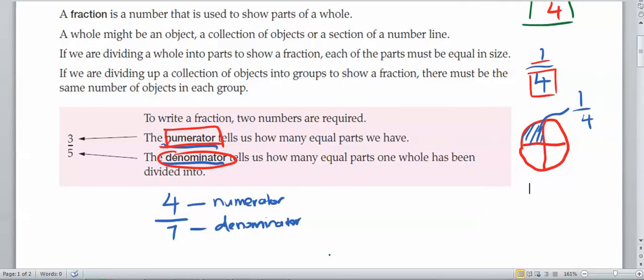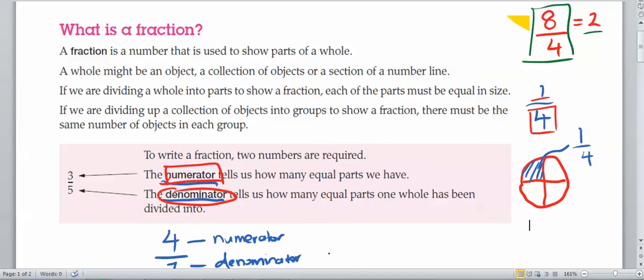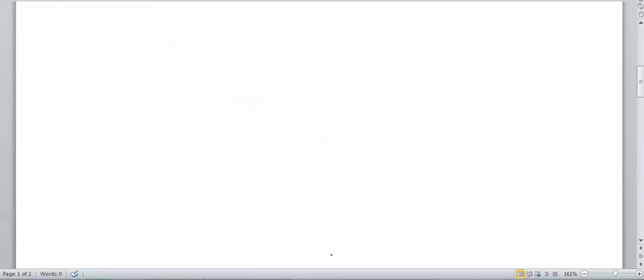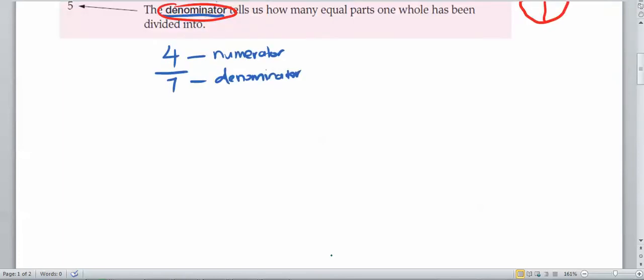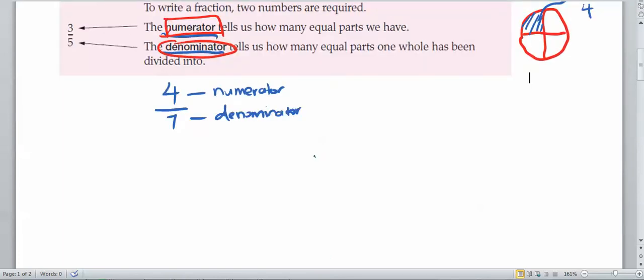And finally, what is the numerator and the denominator? When we're looking at fractions, we're looking at parts of a whole, and of course we can have one whole being, for example, 1 is the same as 4/4, 4 parts out of 4, it's the same as 8 out of 8, it's the same as 16 out of 16.